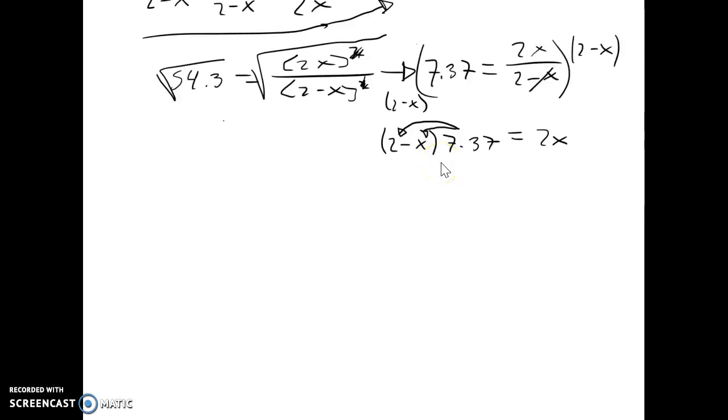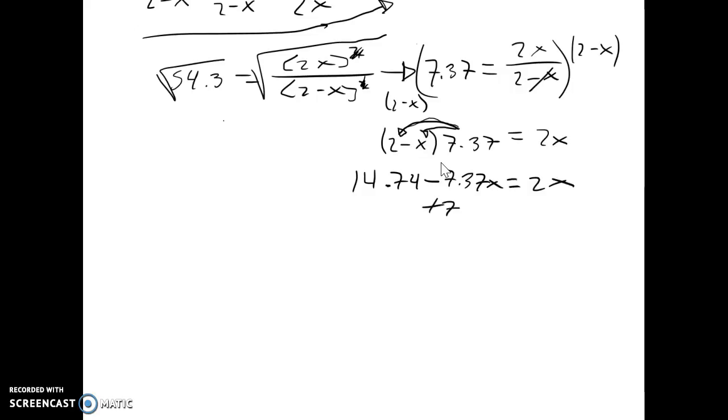So when we multiply 7.37 by 2 minus x, we're going to distribute the 7.37 to both the 2 and the x, and that's going to give us around 14.74 minus 7.37x, which is equal to 2x.